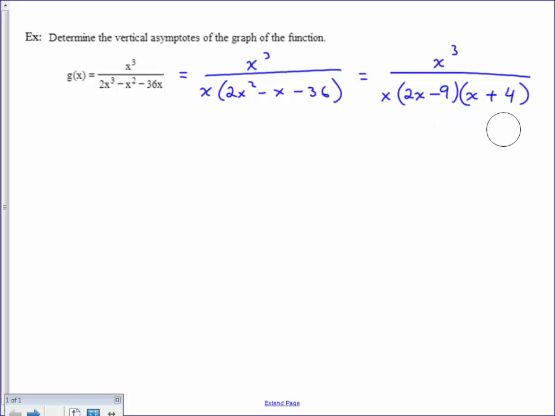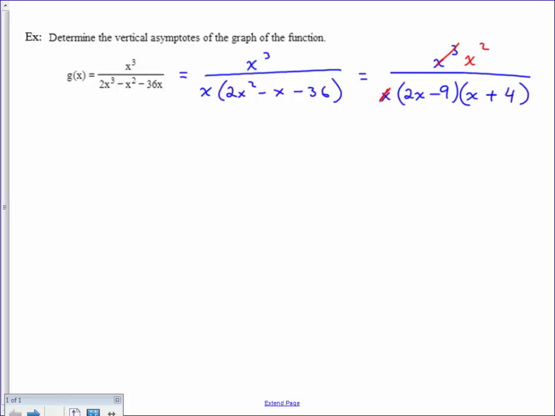Now, once I have factored completely, I see if I can cancel. Notice here that I have an x term in the bottom that would cancel with one of the x terms on the top and leave me x squared in the numerator. The x term canceling in the bottom means I no longer consider that when trying to find the vertical asymptotes.